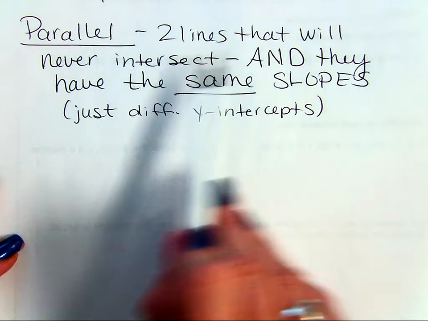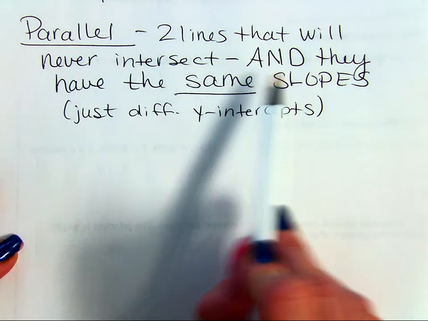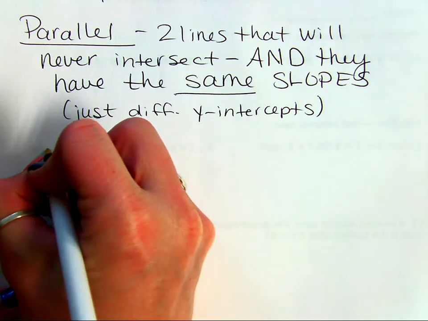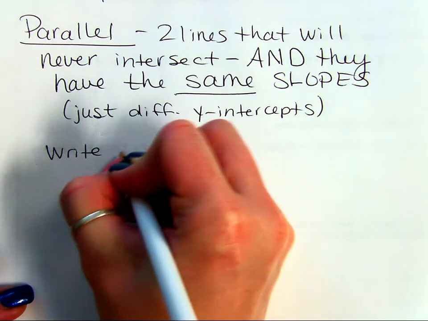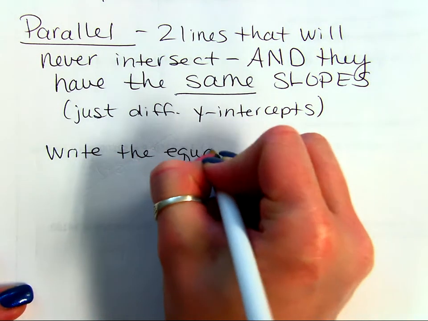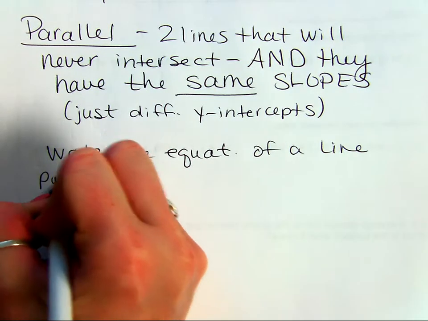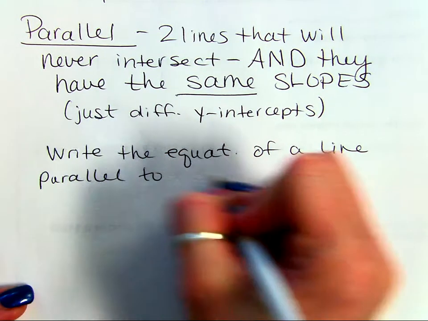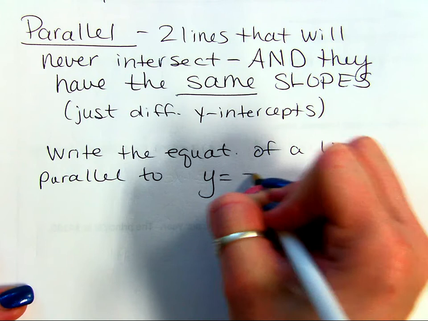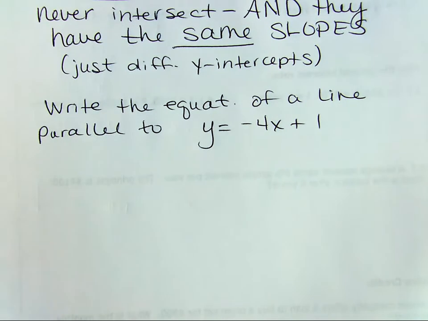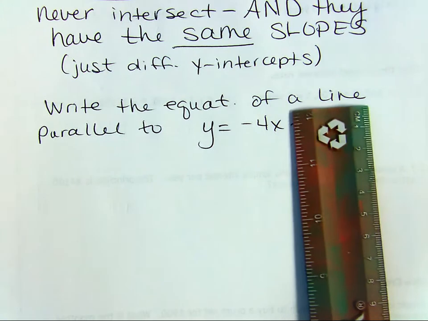All right. Two lines that will never intersect have the same slopes. Okay? Parallel lines do. So let's talk about what your homework is going to look like today. Write the equation, because that's what we do in Unit 4, of a line parallel to y equals negative 4x plus 1. Okay, so don't overthink this. Write the equation of a line parallel to y equals negative 4x plus 1. First of all, I don't really care about the plus 1.